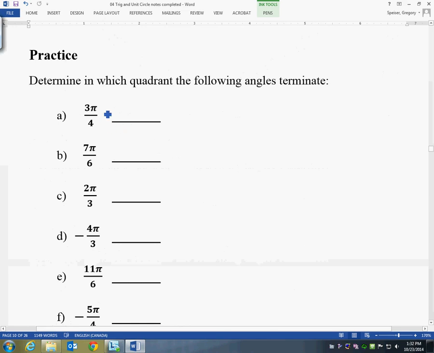In which quadrant is 3 pi over 4? I don't have that sheet with me, but I'm looking at 3 pi over 4. If I count by fourths, right, 1, 2, 3, 3 pi over 4 is right over there, so that would be in quadrant number 2.